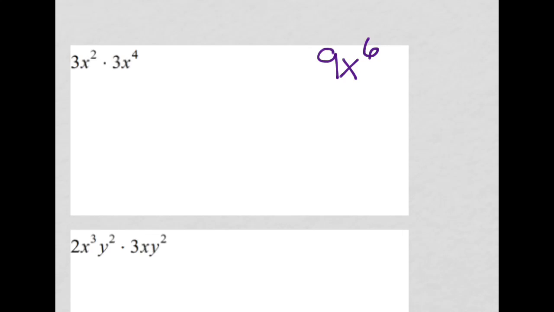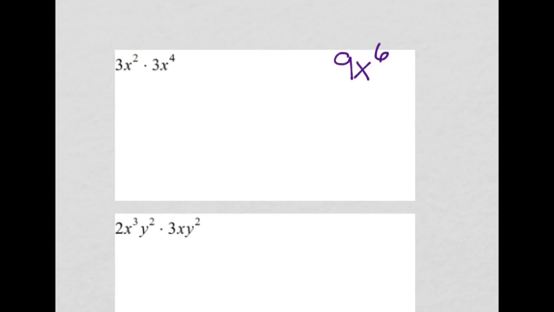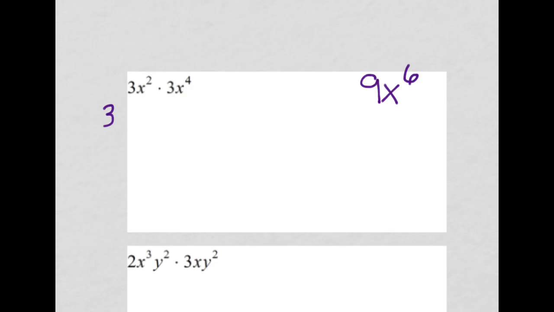There's a way to check our answer. Let's expand it out and see if we're correct. 3x squared expands to 3 times x times x, and now we have our 3x to the fourth: 3 times x times x times x times x.